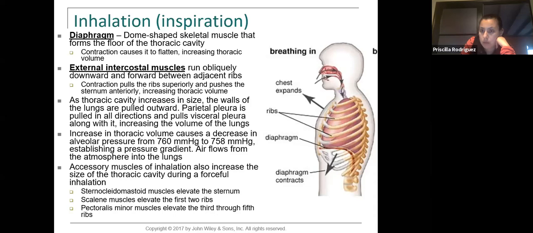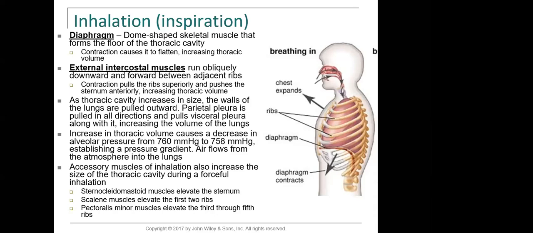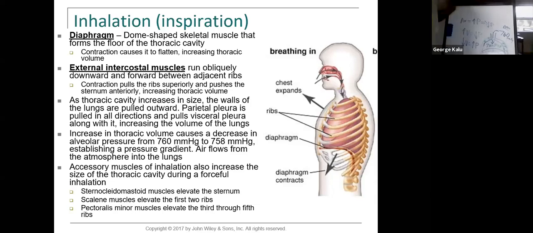Now, when you're doing a more forceful inhalation, so if you imagine taking a big deep breath, that's going to cause some extra muscles to begin contracting. And those extra muscles are going to further increase the size of your thoracic cavity and further decrease the pressure so you're able to increase your air intake. So the muscles involved during a forceful inhalation are the sternocleidomastoid muscles, which are going to elevate the sternum, the scalene muscles, which are going to elevate the ribs, and then the pectoralis muscles, which are going to elevate the ribs as well. When you involve all three of those other muscles, they help to further expand your thoracic cavity and allow you to create a bigger pressure gradient, and then breathe in more air as a result of that.